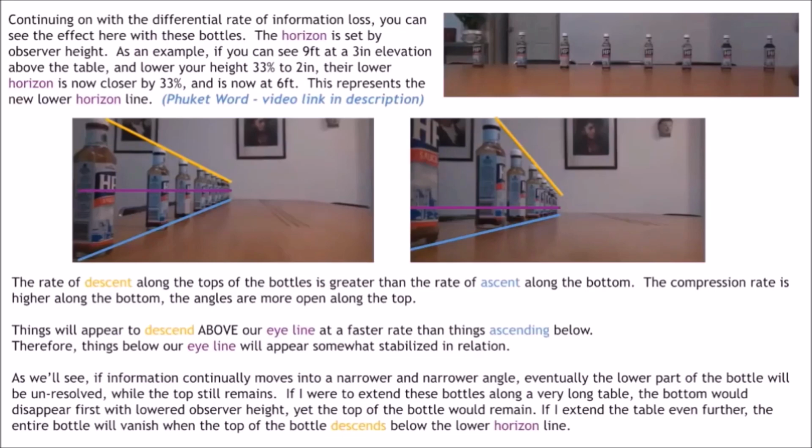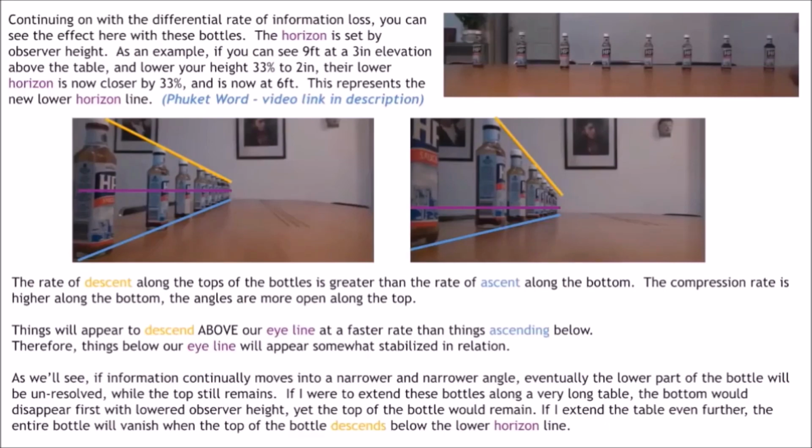The rate of descent along the tops of the bottles is greater than the rate of ascent along the bottom. The compression rate is higher along the bottom, and the angles are more open along the top. Again, we have compressed angles along the bottom, which correspondingly expand the angles that we're looking at the tops with. Things will appear to descend above our eye line at a faster rate than things ascending below. So you can see the yellow line descending now at a faster rate than the ascending rate of the blue line below. Therefore, things below our eye line will appear somewhat stable in relation.